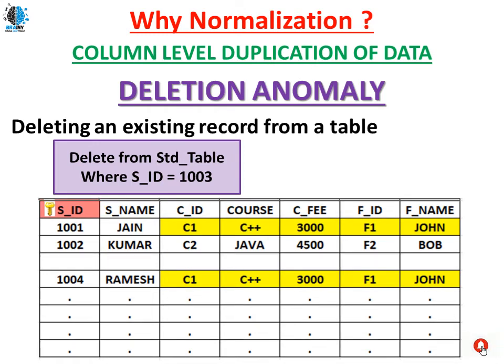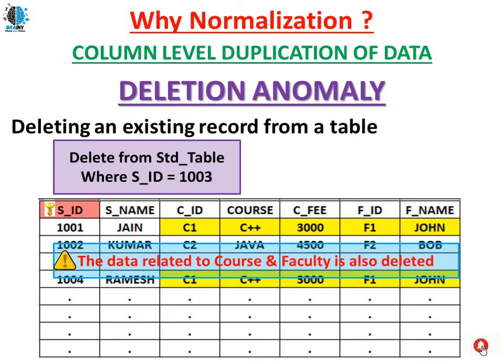The moment I run this query, what will happen to my table? The entire data related to Raju will be deleted. So the data related to course and faculty is also deleted. Right? This type of anomaly is called a deletion anomaly.